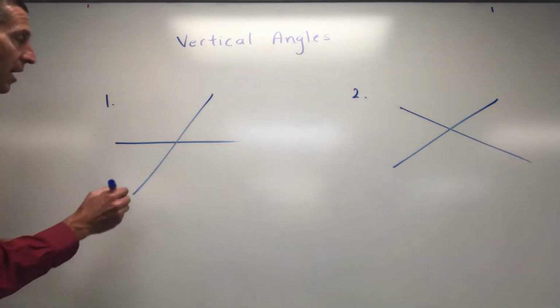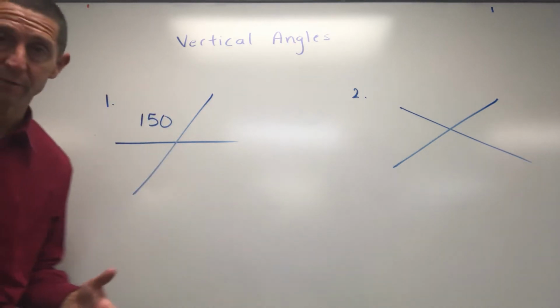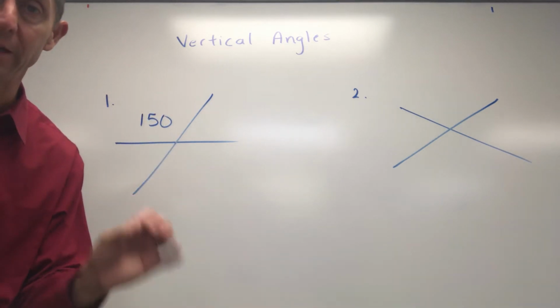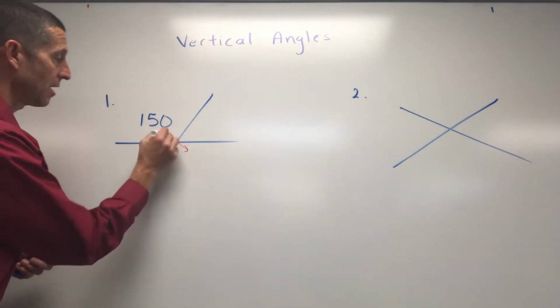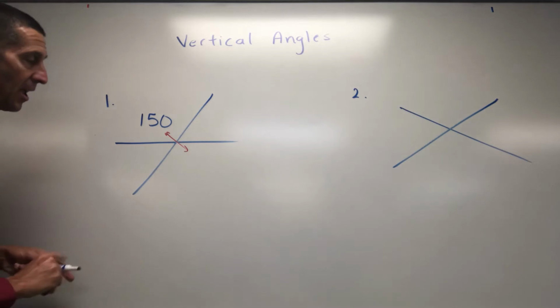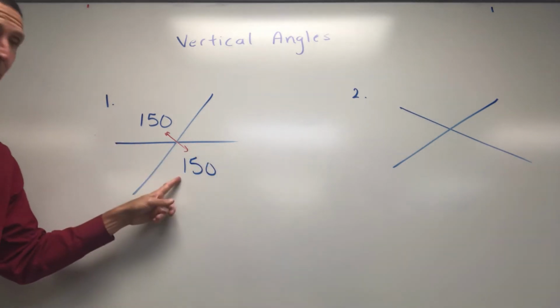So from these 4 angles, if I give you one of these, say that angle's 150 degrees, you can find the remaining 3. So we know vertical angles are opposite angles, and they're congruent to each other. So if this one's 150, that one's 150.